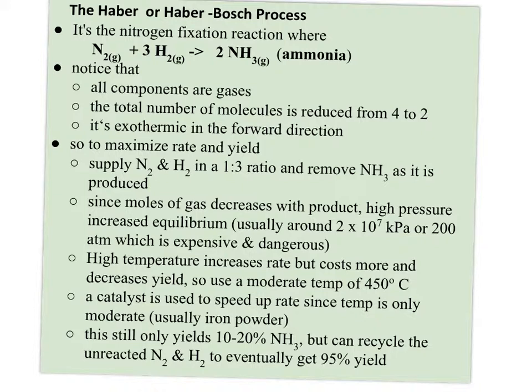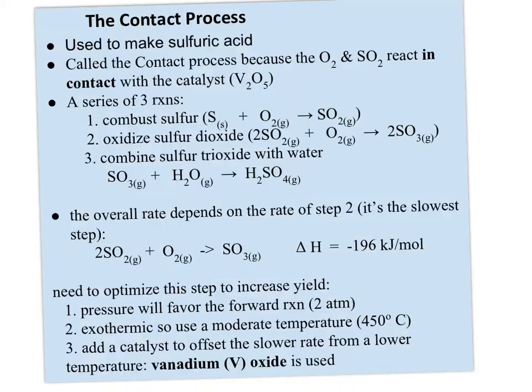What's interesting is even after maximizing all these things, the yield is still only 10 to 20% NH3 being produced. But it's pretty easy to recycle the unreacted N2 and H2. Just keep cycling it back through the same system, and eventually they do get a 95% yield from this reaction.